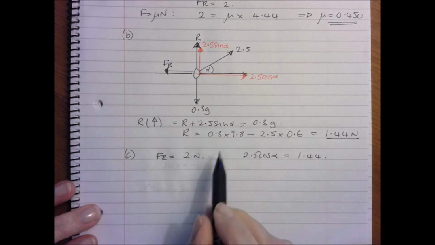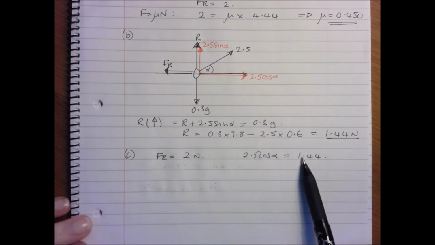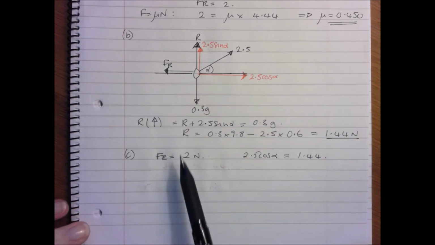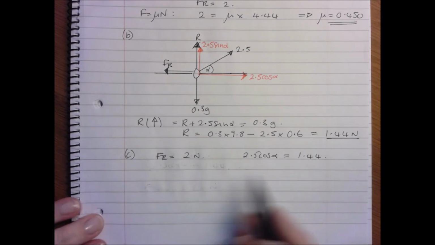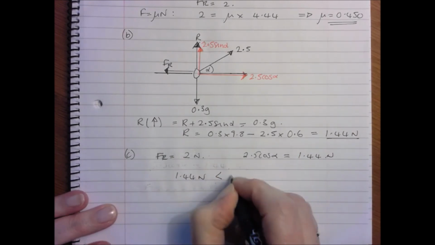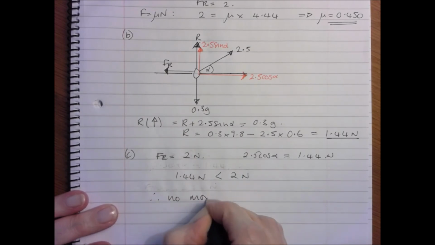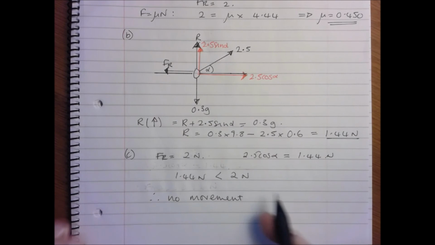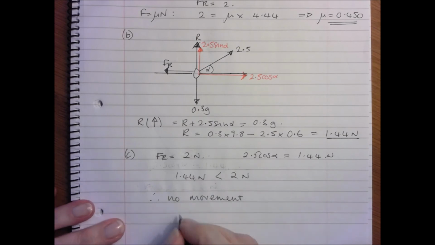Now if this is going to move, then this value here needs to be bigger than the frictional force. 1.44 is clearly less than frictional force, so 1.44 newtons is less than 2 newtons, therefore no movement. Friction has not reached its maximum value, which is 2. It only needs to be 1.44 to stop motion occurring. Therefore, it's in equilibrium.